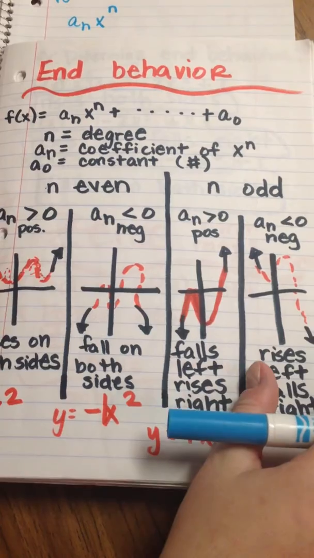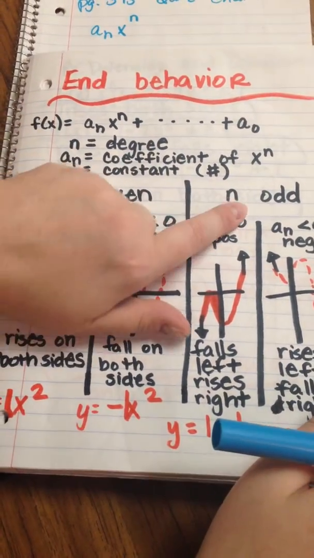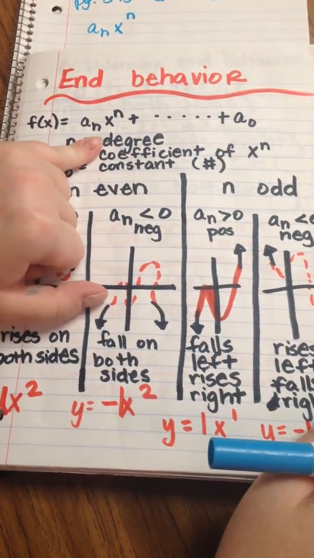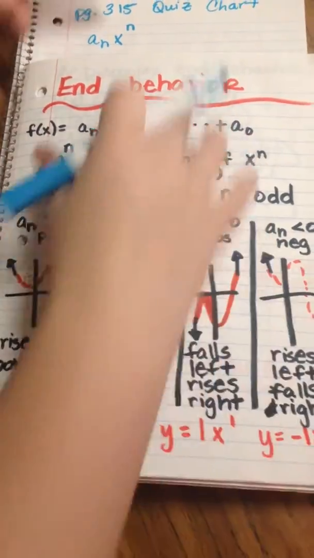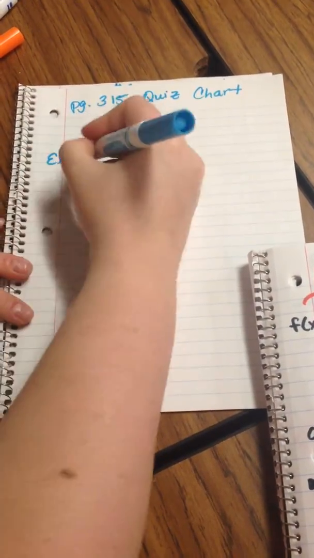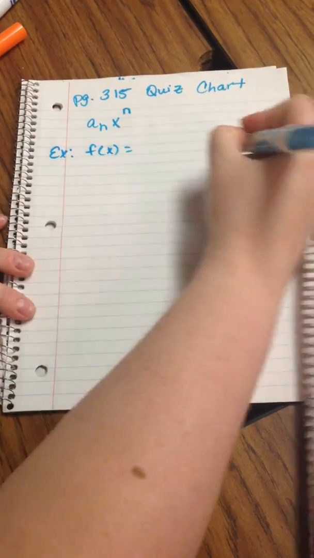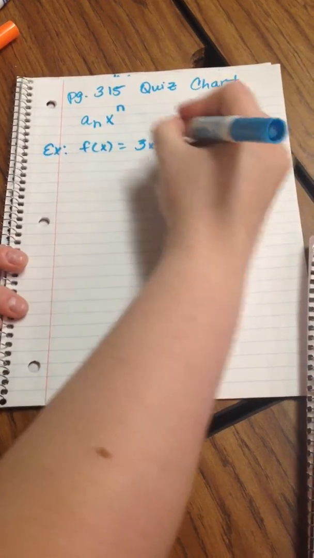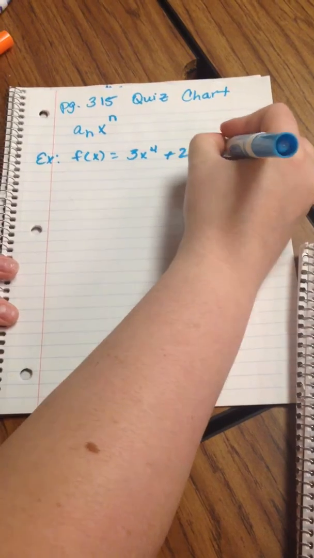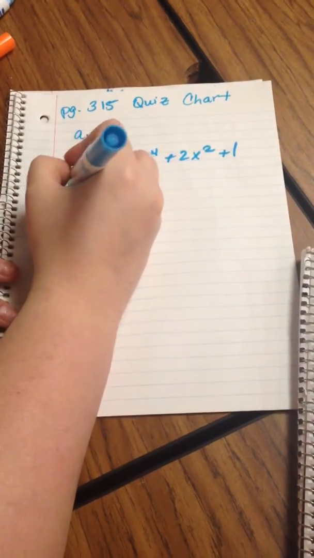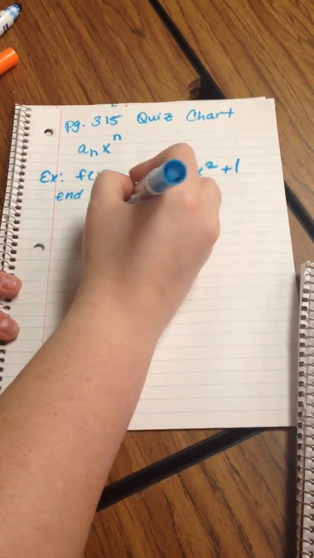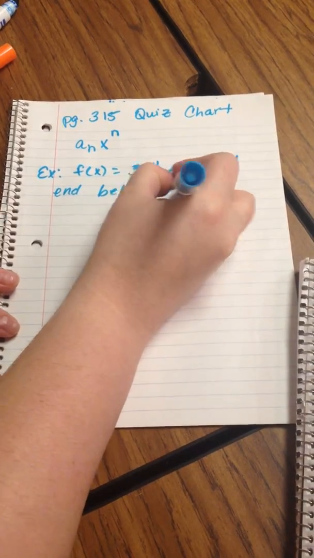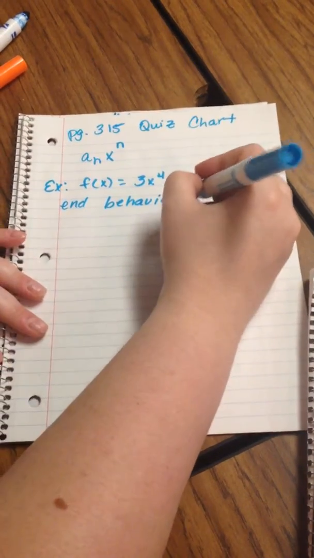But if you look at this chart, the first thing that you have to check for is whether n is even or odd. And n is your degree, as in your highest degree. So let's say I have, as an example, f of x equals 3x to the fourth plus 2x squared plus 1. And I want to know the end behavior, as in, what does it do on the ends? Does it go up or down?